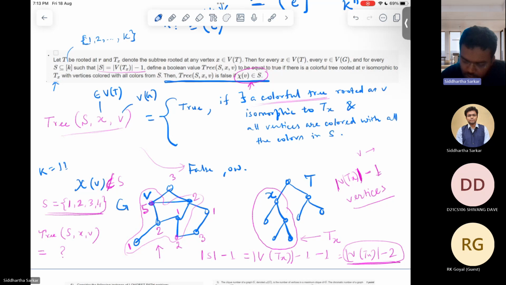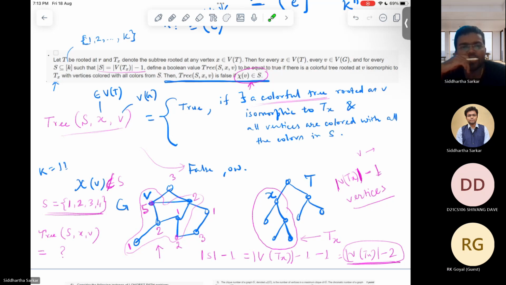So you are saying that if K is 11, then in spite of the fact that the color of V is not within S, it might still evaluate to true. That's what you're saying? Yes. Okay. Because to evaluate this expression as true, the colors of the vertices of the graph G and the vertices of the tree X should be different.